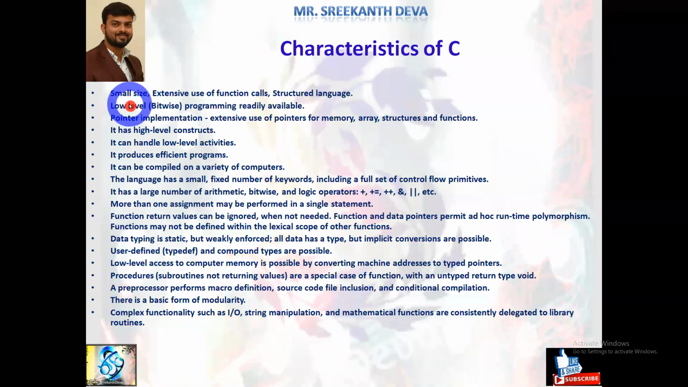What are the various characteristics of C? C is small in size, makes extensive use of function calls, and it supports what? Structure. C is a structured programming language. C is a low level programming language. It is readily available. Pointer implementation: extensive use of pointers for what? Memories, arrays concepts, structures concepts, and functions.